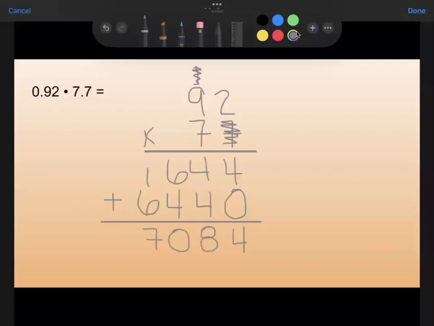Now I have to go back and deal with the decimals. So I'm going to put a decimal after my multiplication answer, and I need to move it to the left the same number of spaces as there were decimals in my problem. So in my original problem, I had 1, 2, 3 digits that were in decimal place values. That means I need to move this decimal for the answer 1, 2, 3 spaces to the left and put it right there. So my final answer here would be 7.084.